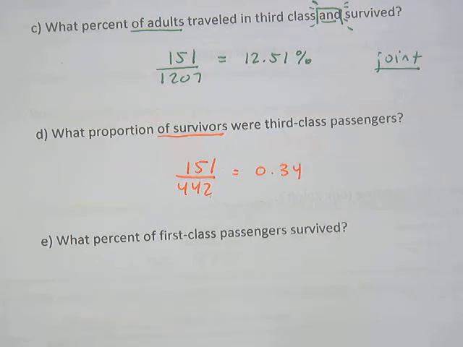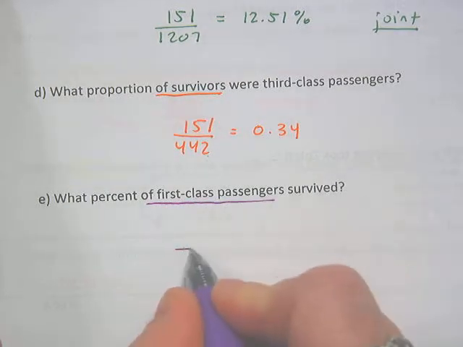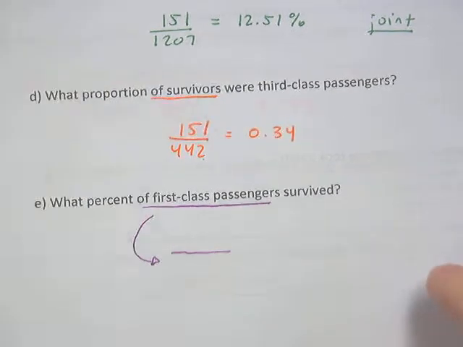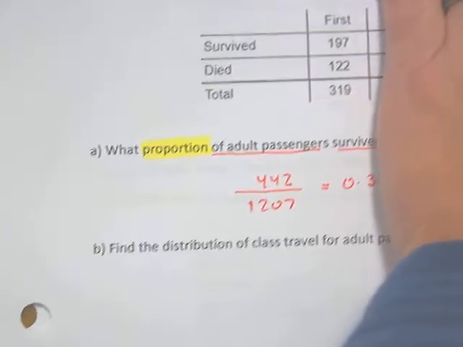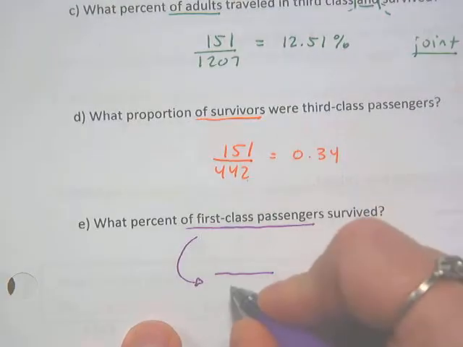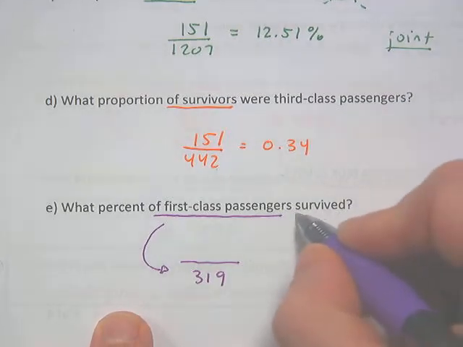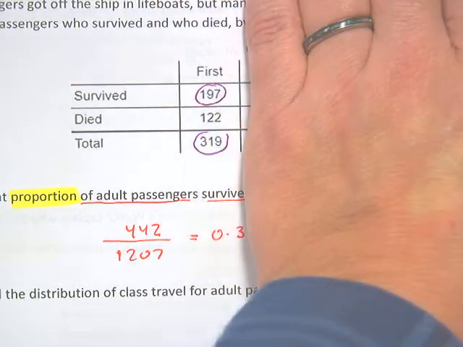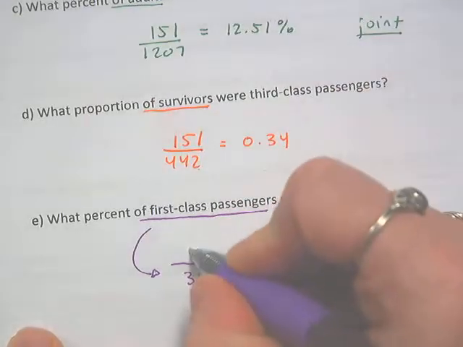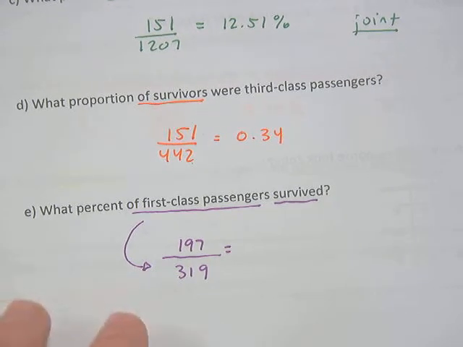Let's try E, and then we'll bounce back up to B. What percent of first class passengers, so of first class means that first class passengers have to be my denominator. All the first class passengers, 319 of them. And out of that column of first class passengers, I want to know how many survived. That's the 197. Percent, 61.76.